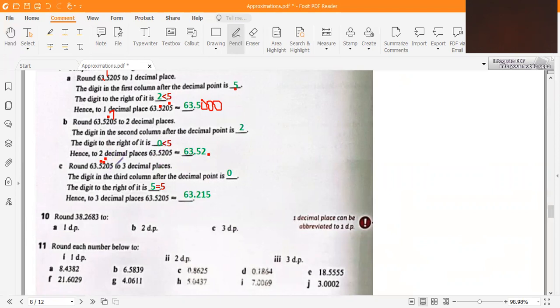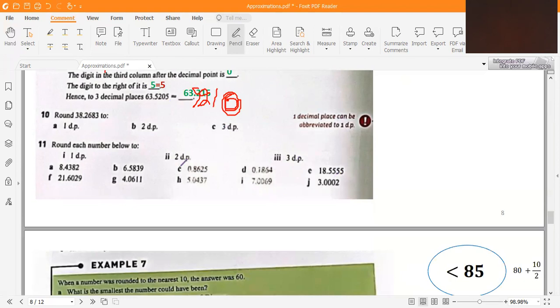5. We have 5 on the right, so we can add 1 here. So we have 63.521, and the 5 we replace by 0, or we don't have to put anything. Okay, 63.521, etc.